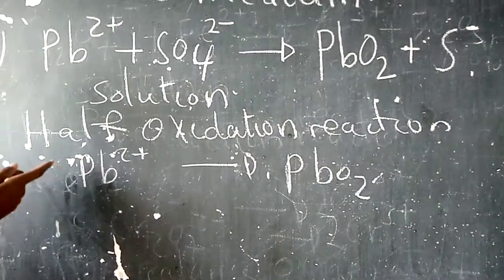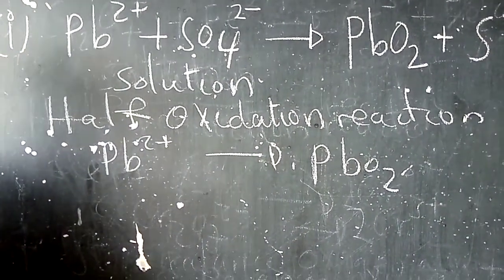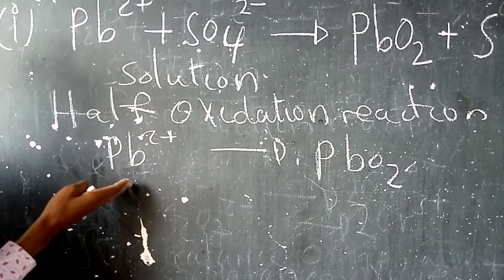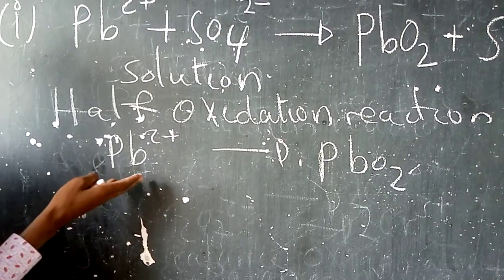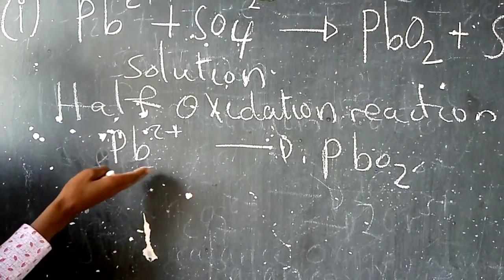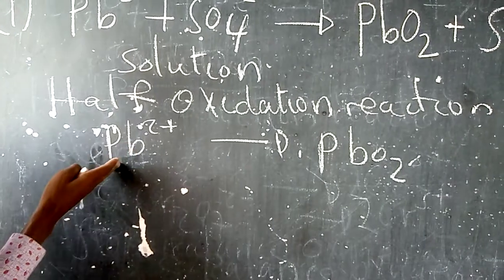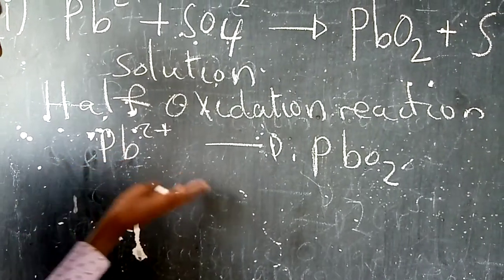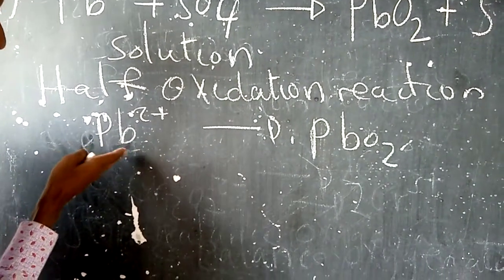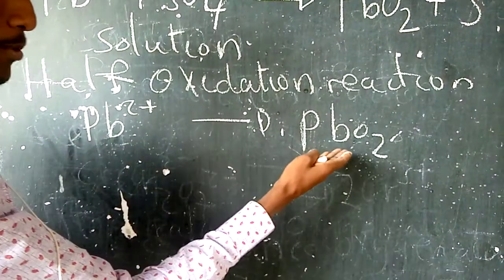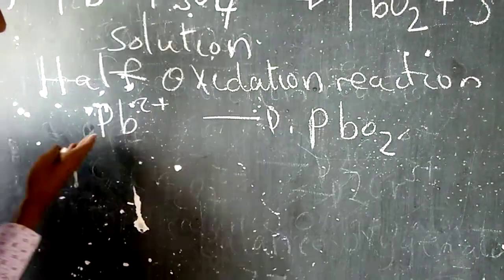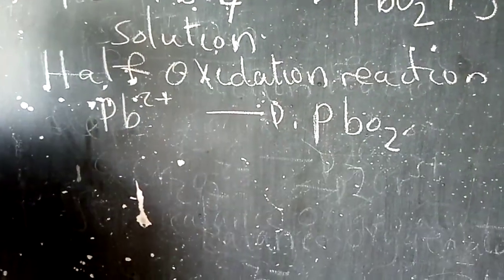Now step 1 for the half oxidation reaction is to balance materials, and the materials we are going to balance are the atoms that are present here, apart from oxygen and hydrogen. Here we have lead. Lead is already balanced. Here we have 1 lead, and in the product side we have 1 lead. So reactant side 1 lead, product side 1 lead. So no need to balance it.